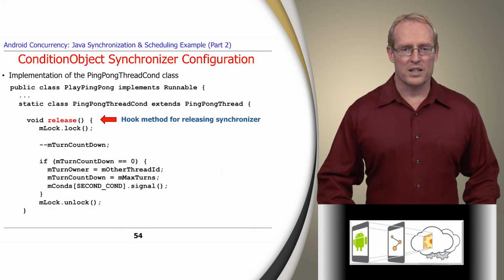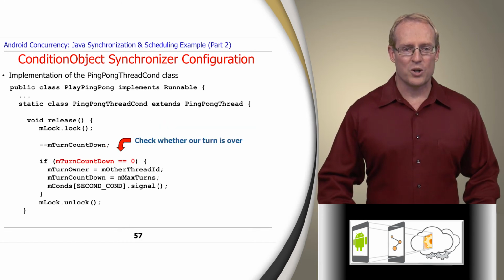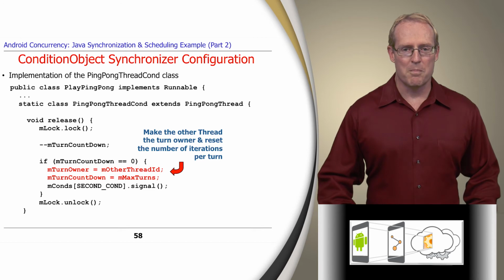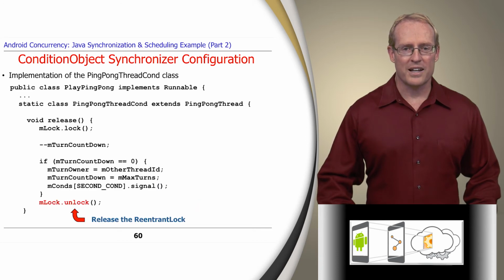The release method works collaboratively with acquire. When it's called by a thread, it acquires the reentrant lock to enter the critical section and then decrements the turn countdown data member by 1, which keeps track of the number of consecutive iterations per turn. This thread's turn is over when the value of turn countdown drops to 0, in which case it makes the other thread the turn owner and resets the number of iterations per turn to max turns. Finally, this thread signals the other thread that its turn can begin, and then releases the reentrant lock before returning from the critical section.